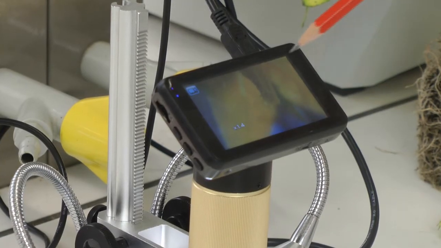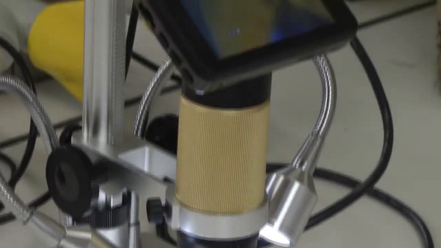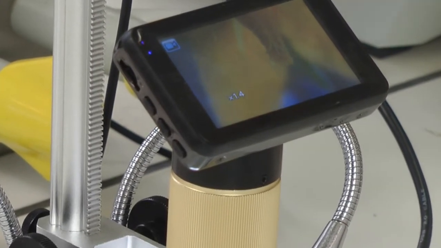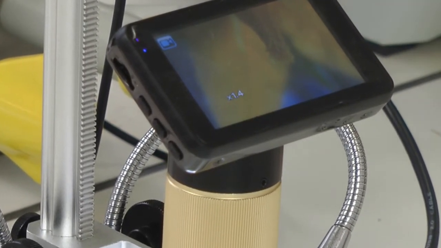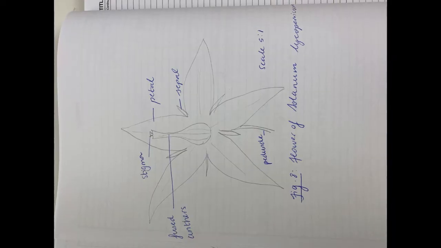So here I've put the tomato flower under the microscope, and you can see that the anthers have fused to form a tube, and inside the stigma is present. So back to the research journal, back to the drawing board and make the drawings.